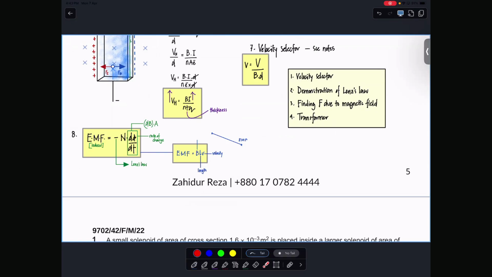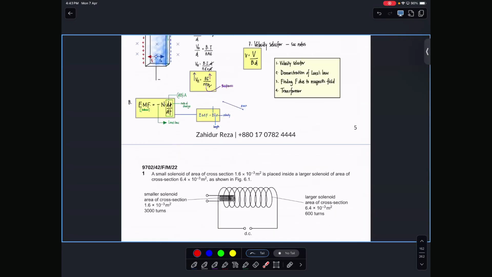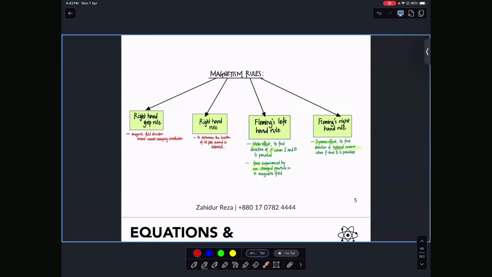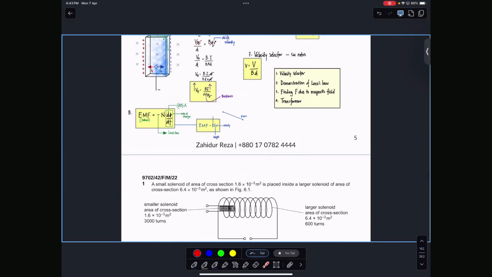I don't see any more other equations here. AC currents has something, but AC currents is a separate chapter on its own, so we'll do that. Right. Okay, so there you go. Magnetism's equations, the laws out there, the definitions that we have. Now it's your turn to tell me which questions you have problem with.